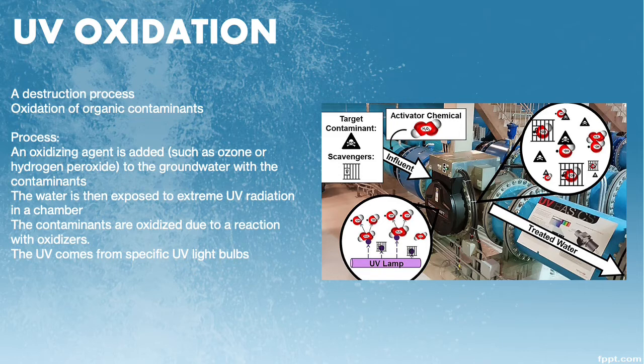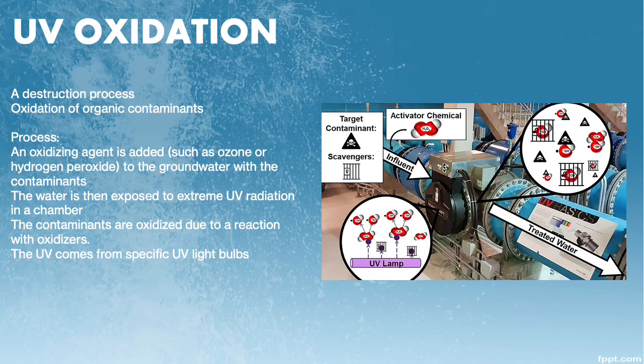Then the water is put through a chamber where it is exposed to extreme UV radiation. The contaminants are oxidized due to a reaction with the oxidizers, and the UV radiation itself comes from specific UV light bulbs. So here in the graphic, you can see pretty much what I said visually displayed.